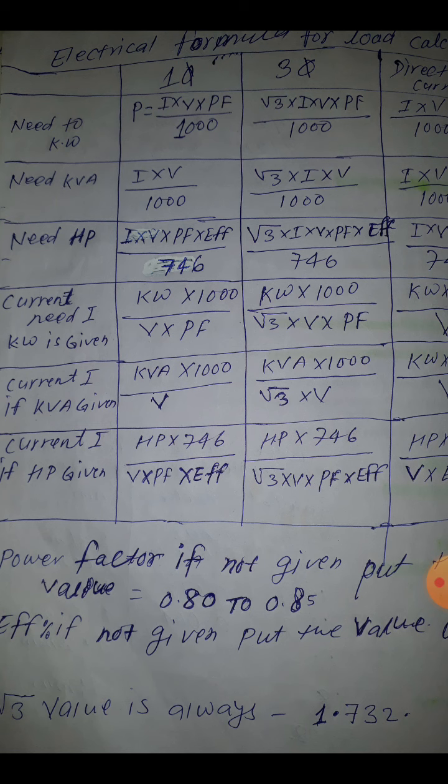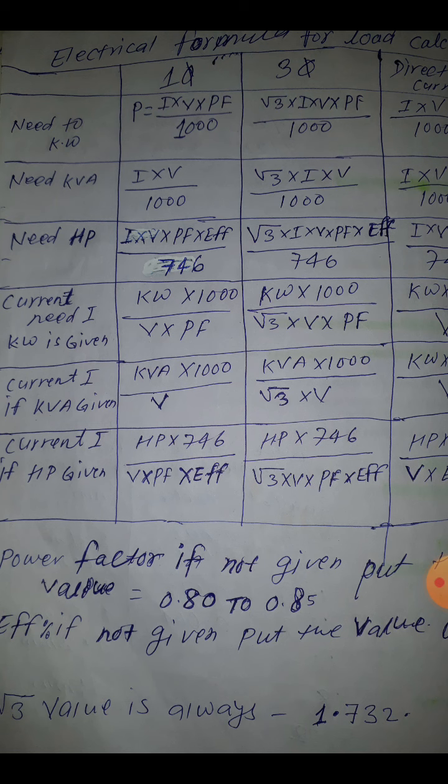Suppose, for example, a motor nameplate gives only the horsepower, the voltage, whether single phase or three phase, the kilowatts, and then the frequency, and it does not write the amps. So how many amps of current are needed, and how many amps of breaker are required? You can calculate it using the formula.